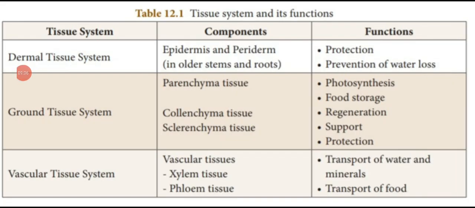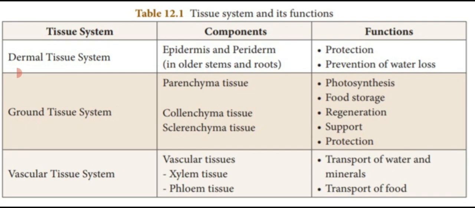Dear students, next important book inside 4-mark and 7-mark question. Different types of tissue system and their components and functions. Explain the different components and functions of tissue system, or differentiate the components and functions of tissue system. First one, dermal tissue system. The components, that means the cells, are epidermis and periderm. The periderm is present in the whole stem and root.